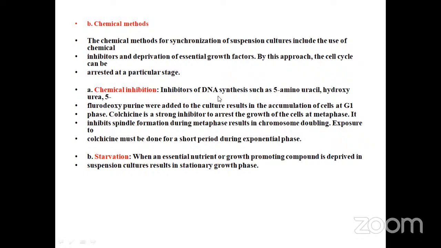The chemical inhibition of DNA synthesis, for example, inhibition of DNA synthesis during cell division: 5-aminouracil, hydroxyurea, and 5-fluorodeoxyuridine were added to the culture, resulting in the accumulation of cells at the G1 stage. When we apply 5-aminouracil, hydroxyurea, 5-fluorodeoxyuridine, automatically the cell stages are arrested at the G1 stage. So in this group, all cells are stable at the G1 stage, and it turns into synchronization.